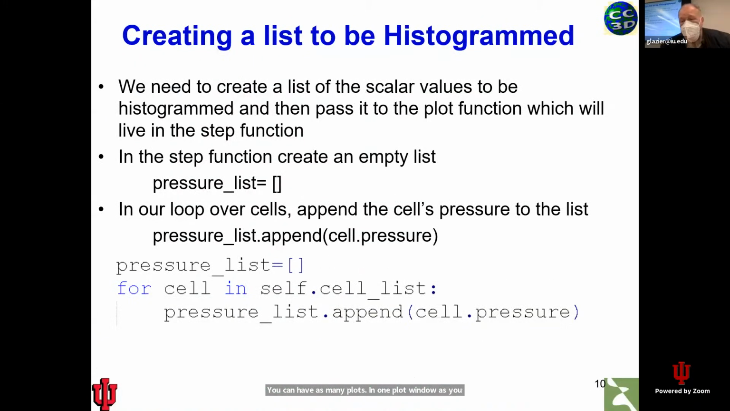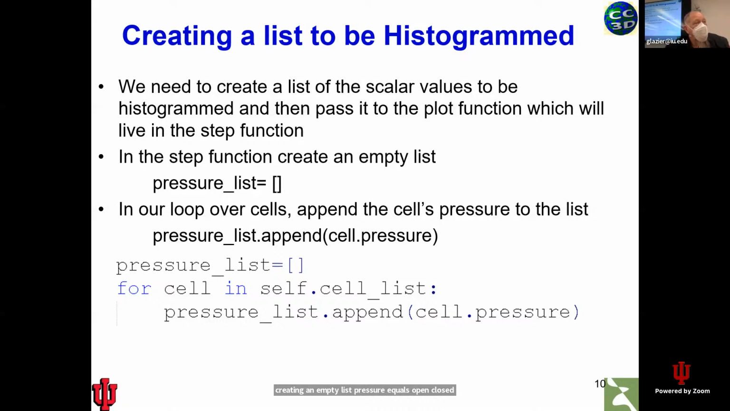Okay. Now, histograms don't work with data point pairs. They work with lists. And so we're going to have to create a list, which we'll pass to the histogramming function. So we will create an empty list. In this case, we're going to be histogramming the pressures in each cell, which is what we've displayed in our tracking field. In the step function, we'll begin by creating an empty list, pressure equals open, close square brackets, to create an empty list.